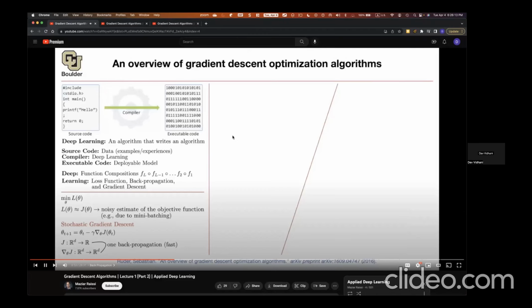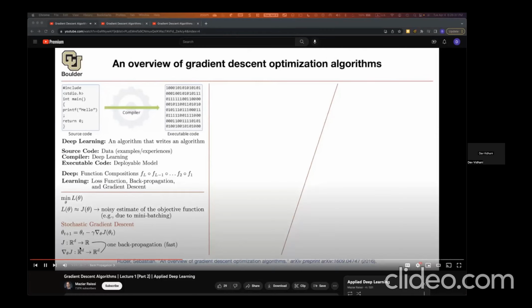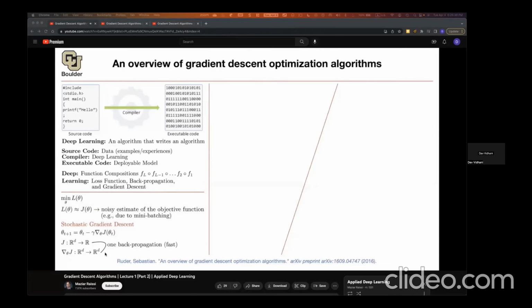You can take derivatives of such functions very easily. It's very cheap to find a derivative. It's as cheap as a forward evaluation of your J function. You get the gradient of J from RD to RD. So that's what the gradient is. It's a function from RD to RD. And it's one backpropagation, and it's super fast.